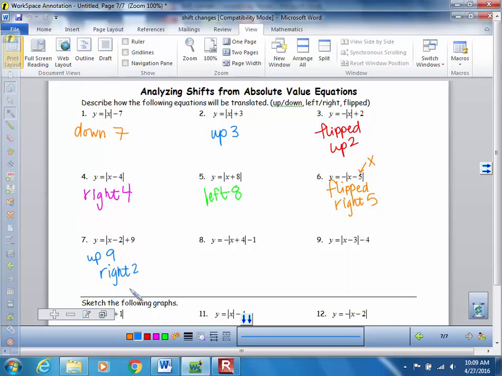Because it's the opposite. You guys, you've got to remember that if it's in the absolute value, it's opposite of what it looks like. So here, this looks like a positive 4. So we would think we'd be going right 4, but it's actually the opposite, and we'd be going left 4. It's also flipped, and it's going down 1. So if you made that mistake, you were working ahead of me, you need to go back and make sure you fix all of those to be opposite. Okay?